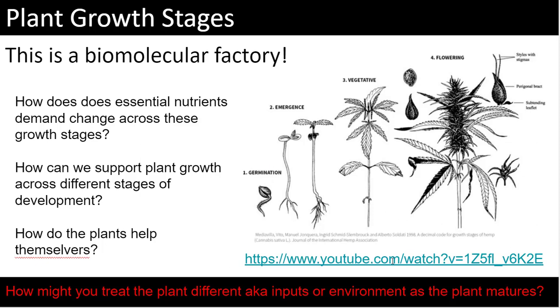Let's just watch this quick video. Actually, I'll let you watch the video on your own. I'll provide the slides. But so, how might you change the nutrient environment at germination versus emergence versus vegetative growth and into flowering? What types of things might you want to know about nutrient-wise?